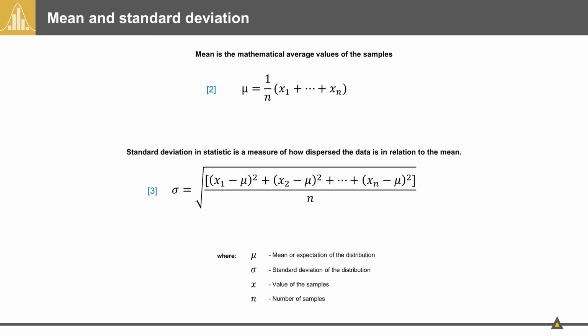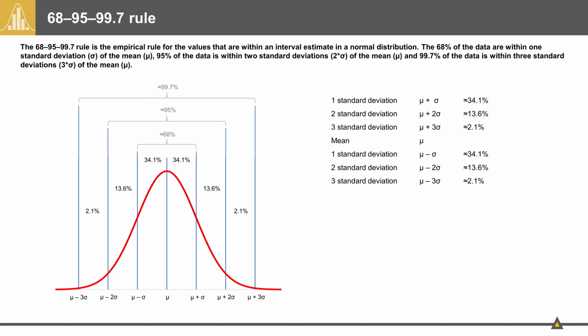A very important rule in statistics is the 68-95-99.7 rule. It is the empirical rule for the values that are within the interval estimate in a normal distribution. 68% of the data are within one standard deviation, sigma, of the mean mu. 95% of the data is within two standard deviations, two times sigma, of the mean. And 99.7% of the data is within three standard deviations, 3 times sigma, of the mean mu.